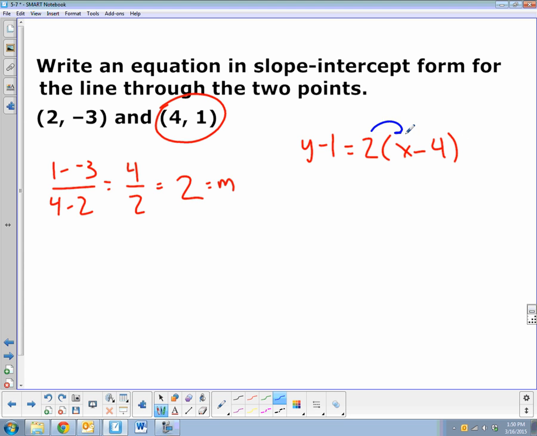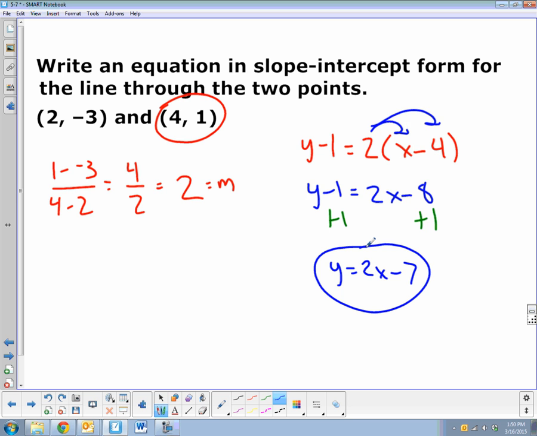I distribute through the parentheses. I end up with 2x minus 8. I get y all by itself by adding 1 to both sides. I end up with y equals 2x minus 7. So if we don't have the slope and we don't have just 1 point, we have 2 points, we can find the slope, and then you choose whichever point you want to use, and fill in that formula.